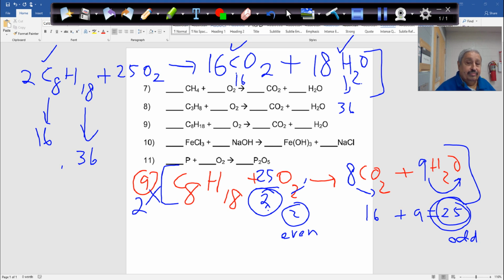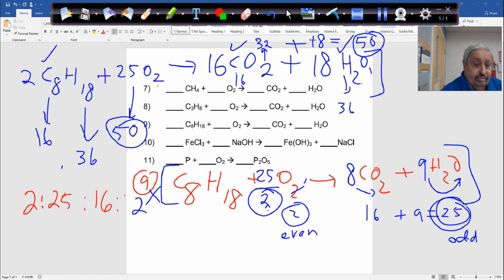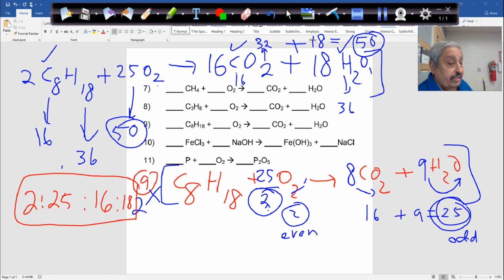Let's look at oxygen. Here we have 25 multiplied by 2. This is how much? 50, correct? Now let's do this. 16 multiplied by 2, how much do I have here? 32 oxygen plus 18 multiplied by 1, understood not written, is 18. 18 plus 32, how much is it? 50. This is the whole balanced equation. Now, I'm interested in the mole ratio, correct? So the ratio is 2 to 25 to 16 to 18. See how large the ratio is?